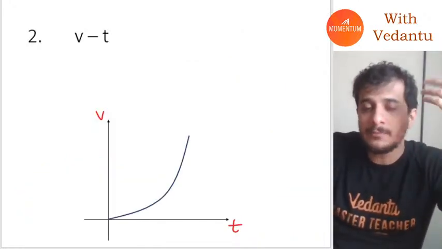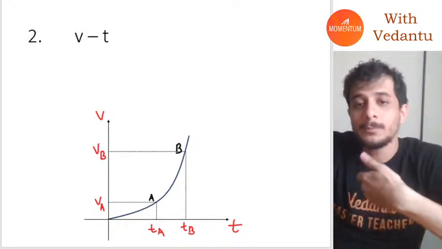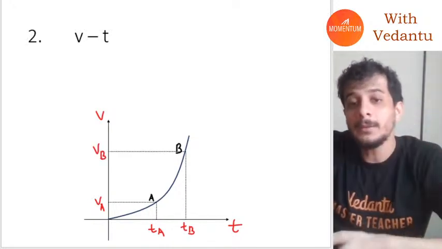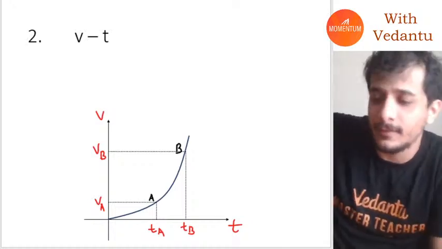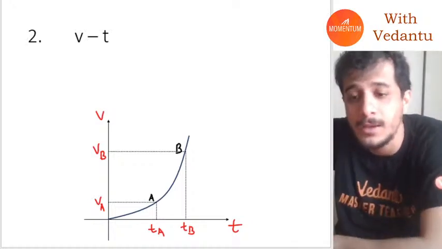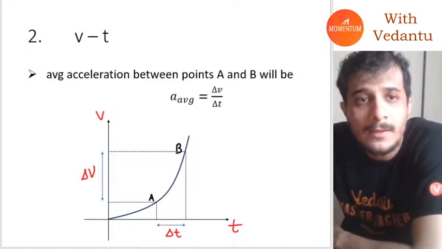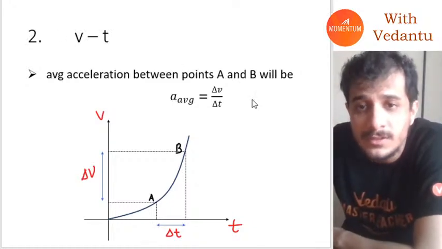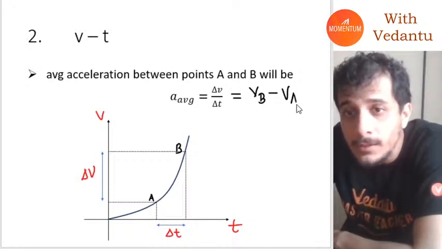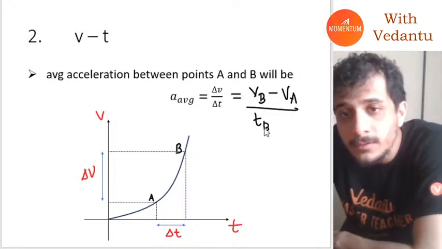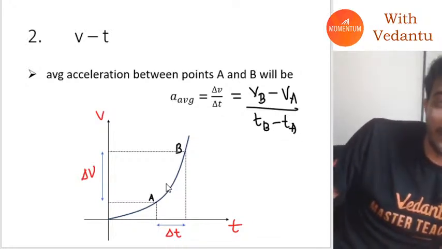If I have a V versus T graph, at point A the velocity will be VA at time TA, and at point B the velocity will be VB at time TB. If I want to calculate the average acceleration between A and B, it will be the change in velocity divided by the change in time, or VB minus VA upon TB minus TA. This will be the average acceleration from this graph.